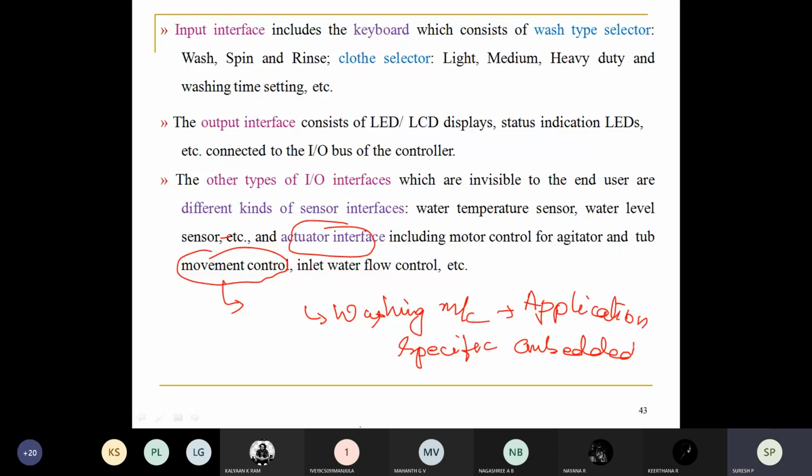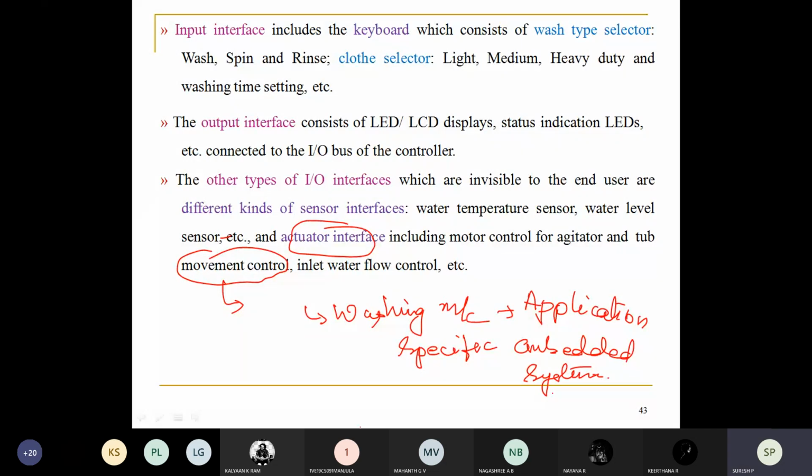Anybody having any doubt with respect to application specific embedded systems? Make a case study: when it comes to application specific, look into how the heating mechanism is going to happen, and the water sensors in your microwave oven. Take that as an assignment.